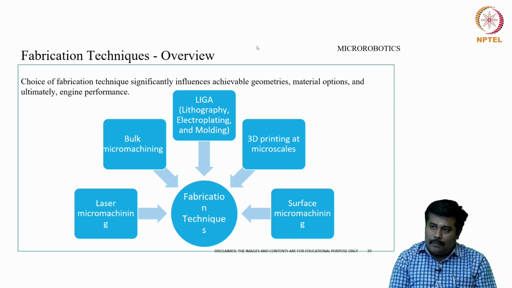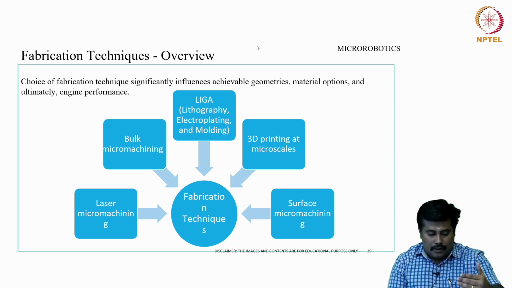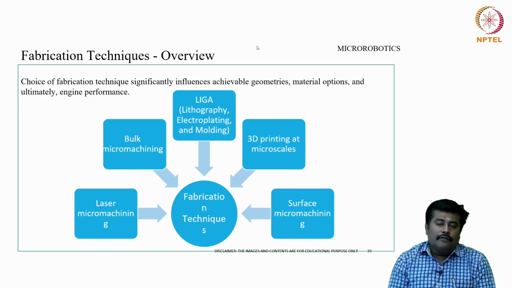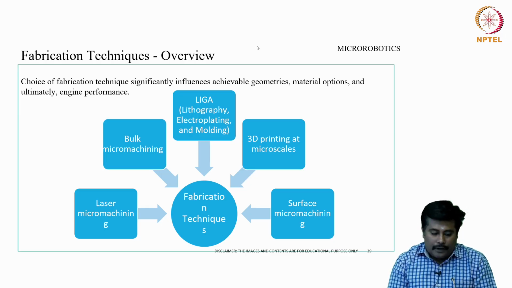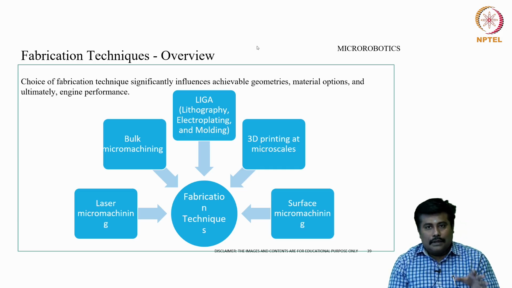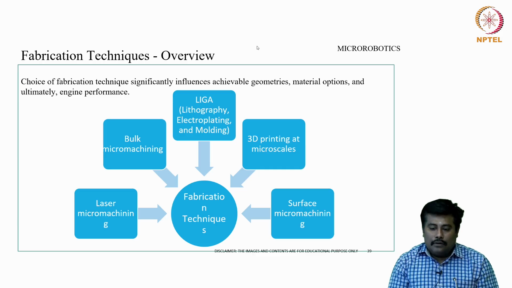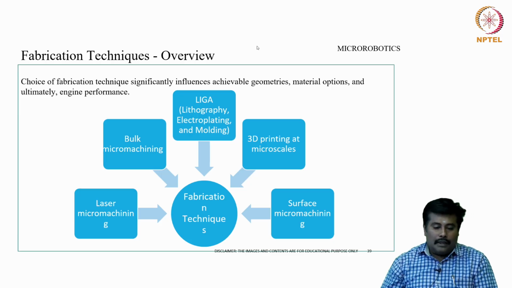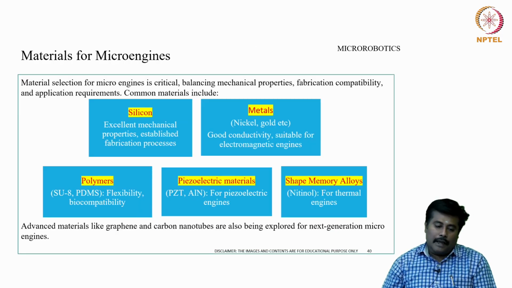As far as these micro engines are concerned, these are the different fabrication techniques which are being effectively used. It might be laser based micro machining, or in certain cases there is a chance for going for mechanical micro machining. A lithography based system is a highly effective system. 3D printing at a micro scale can be effectively used, and there are certain amounts of surface micro machining that can also be employed.